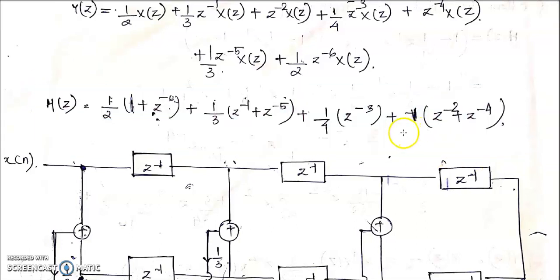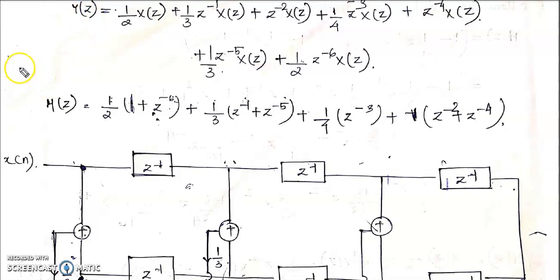So the number of terms will be reduced, and the number of multiplications will be reduced. That's why we call it efficient realization of FIR structure. Here the number of multiplications is reduced. So we can check the realization. How can we do that? We consider the inverse z transform of this expression.